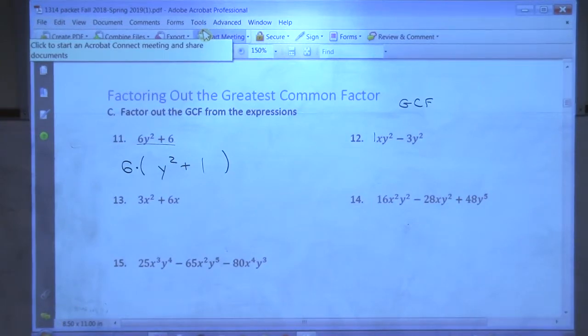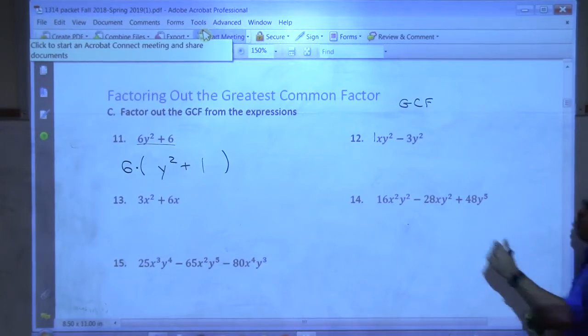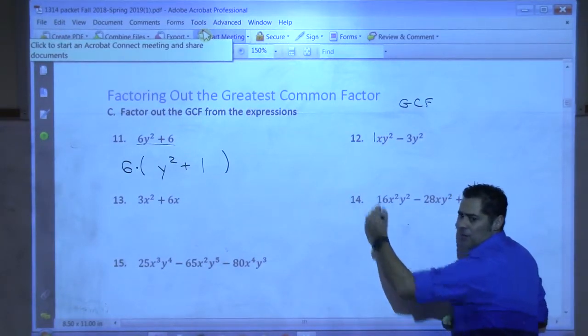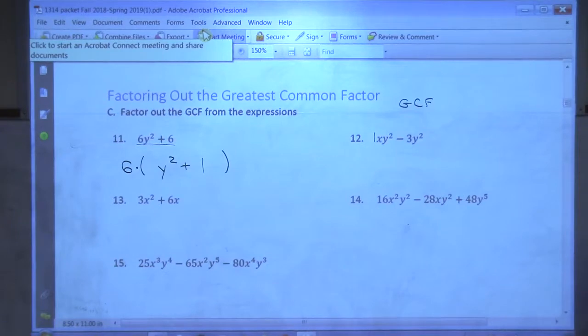Just 1 itself, right? That's the only number that goes into 1 and 3. So we could put a 1 out here, but normally when we factor, we don't put 1. We just don't put anything. All right, so we just keep going.